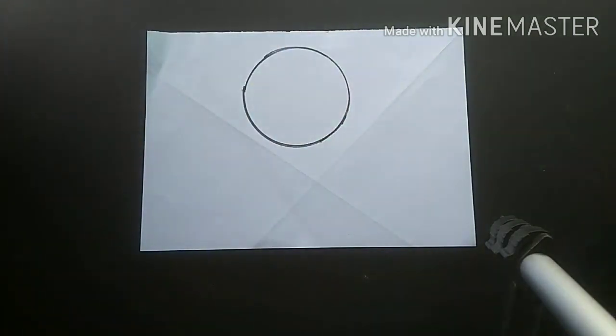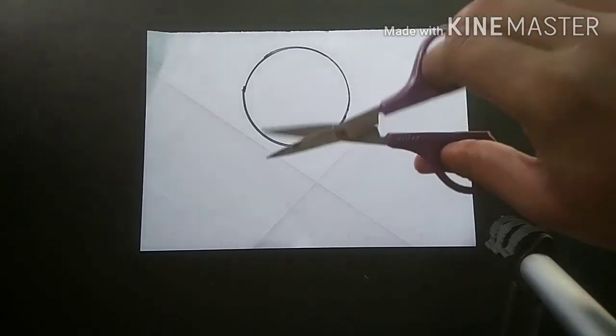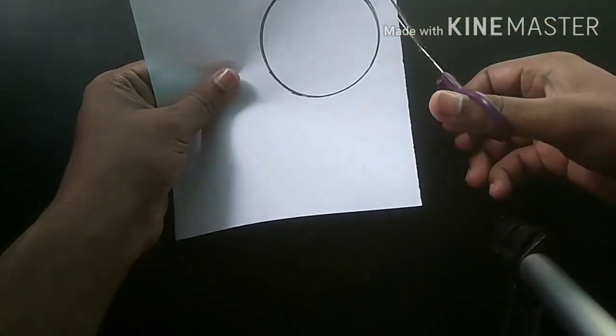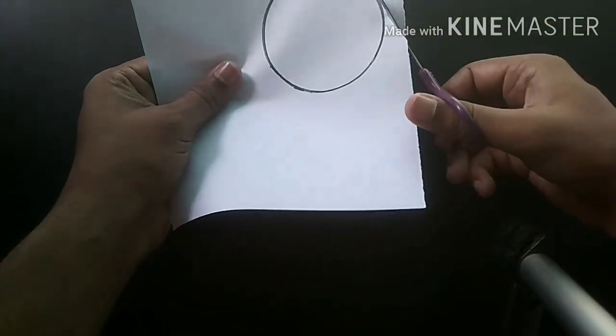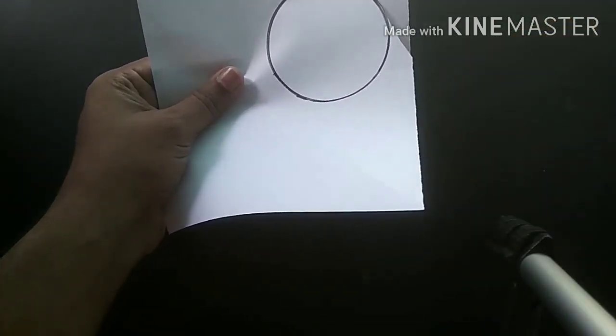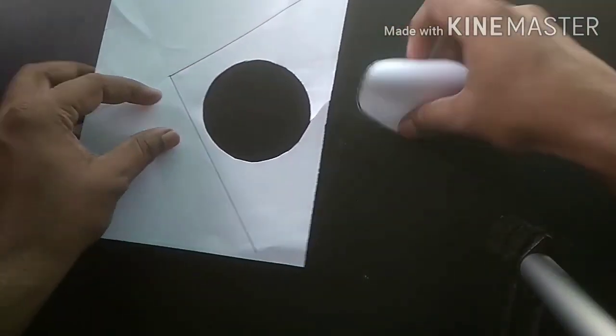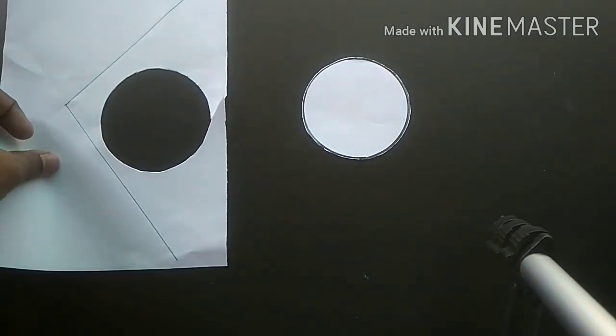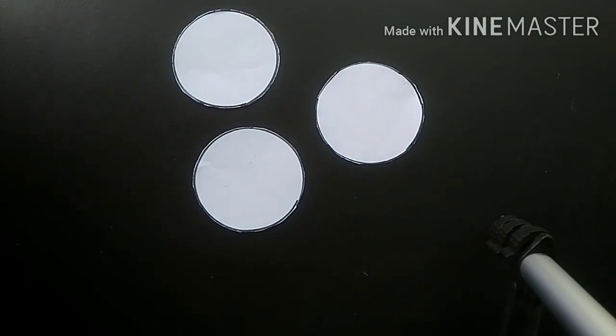Remove the object. The figure you get on the piece of paper is a circle. Draw 2 or 3 circles like this one and cut out the circular paper shapes. I have cut 3 circular shapes of paper.